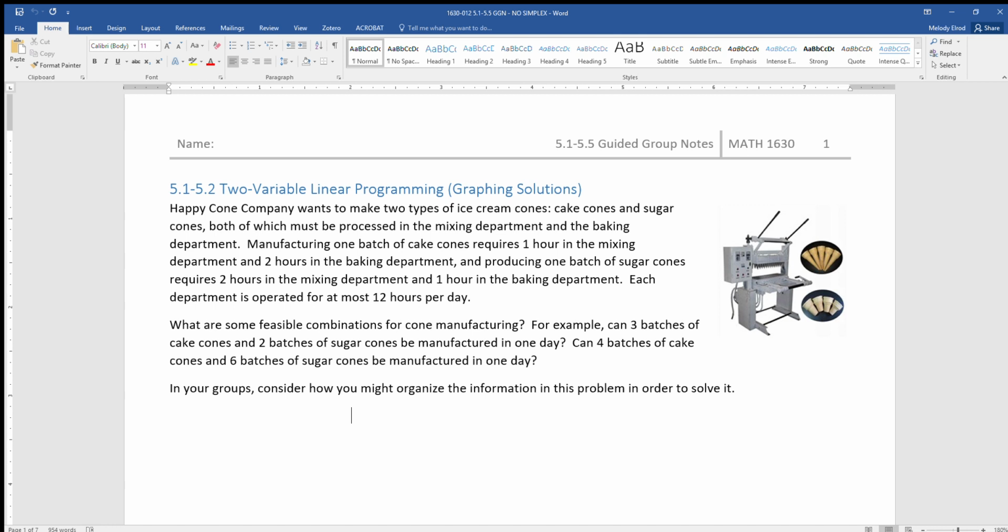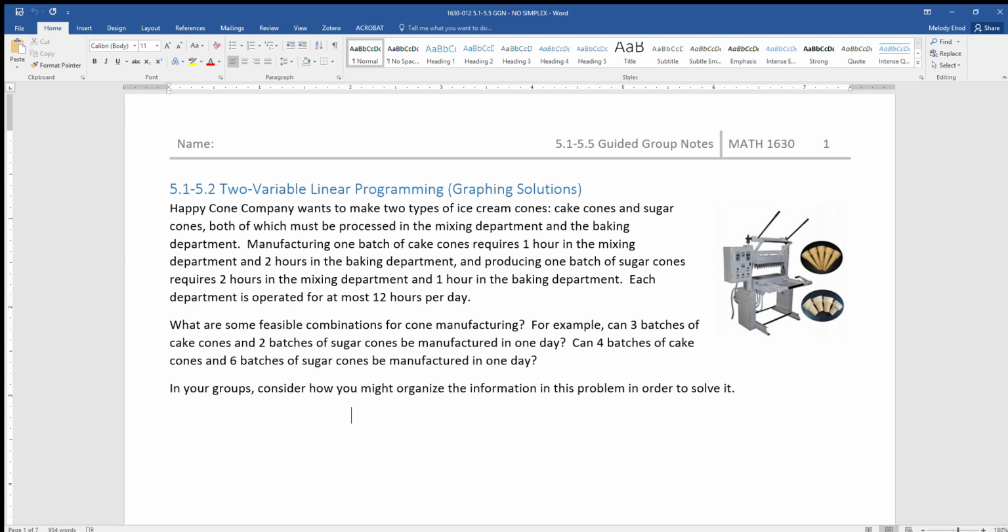and the baking department. Manufacturing a batch of cake cones requires an hour in the mixing department, 2 hours in the baking department. Producing a batch of sugar cones requires 2 hours in the mixing department and an hour in the baking department. And each department is operated for at most 12 hours a day. So we've got all these constraints, all these parameters.